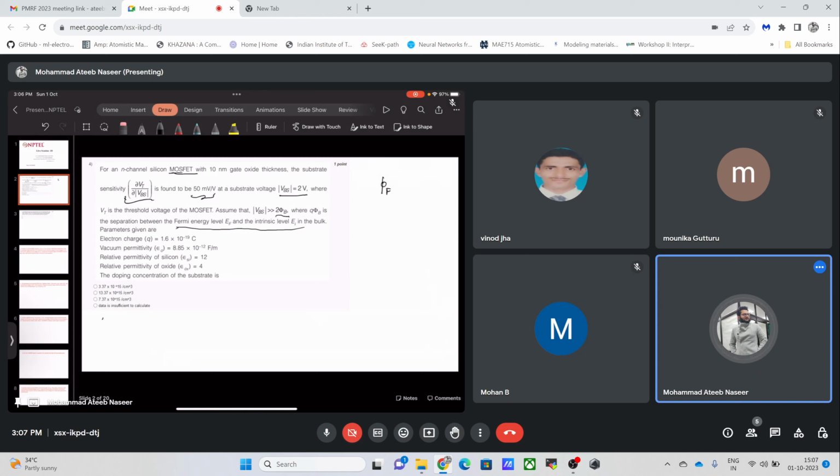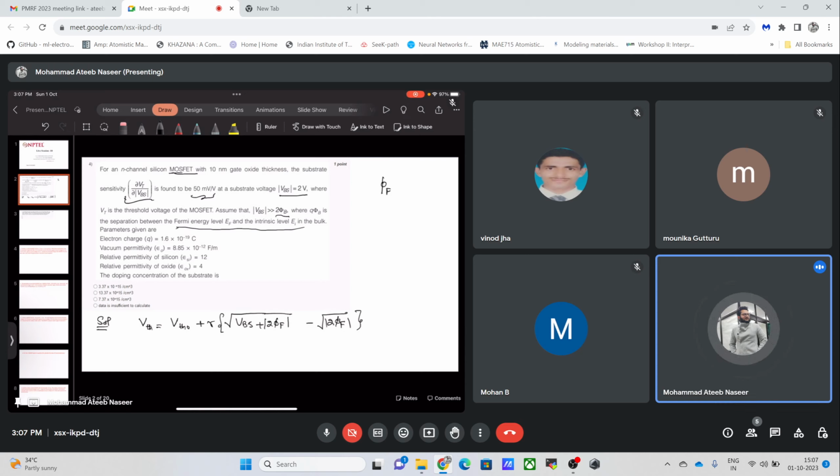So we know the threshold voltage is given by VTHO plus gamma times the square root of VBS plus 2 phi f, minus the square root of mod 2 phi f. This is the threshold voltage dependency on the body bias. So this gamma is the body coefficient.